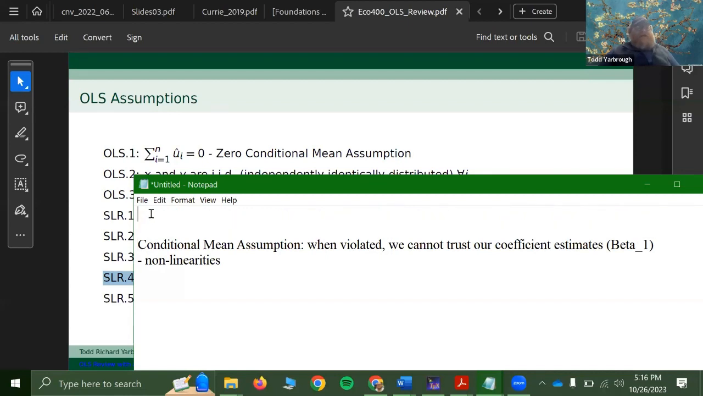As I mentioned in the video that I posted, ordinary least squares is BLUE if OLS 1 through 3 hold and SLR 1 through 5 hold. SLR 1 through 5 are the so-called Gauss-Markov assumptions.